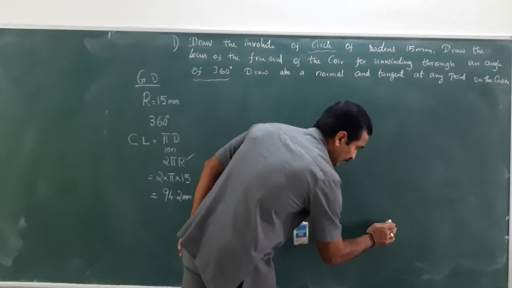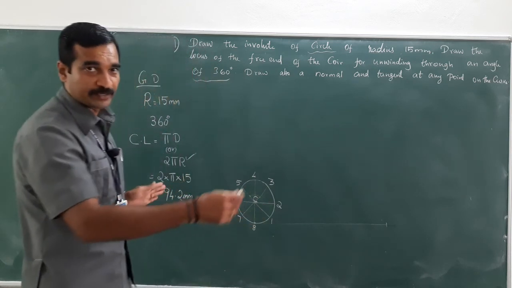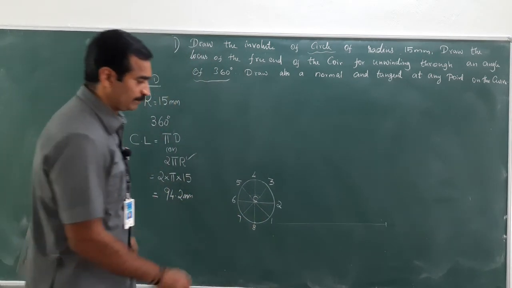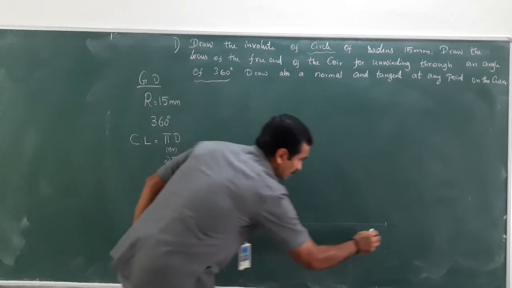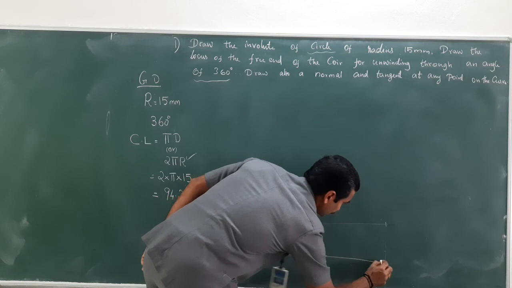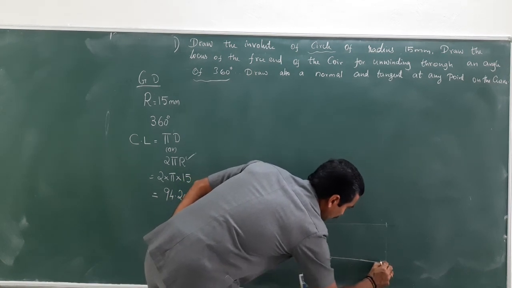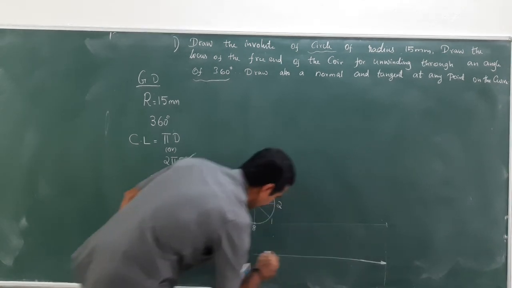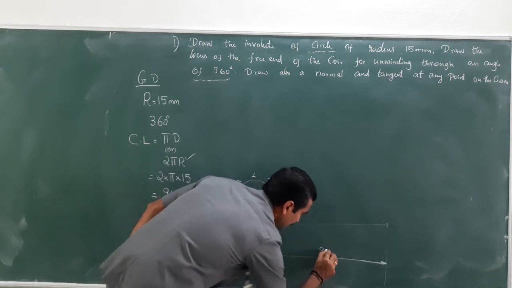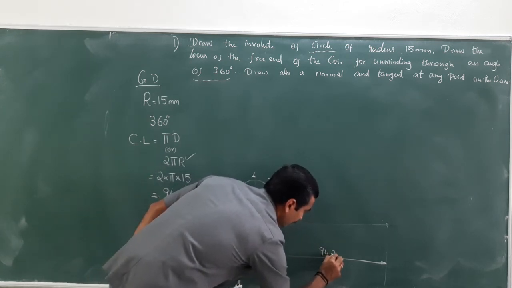This is the length of the coil, which is nothing but the circumference length of the circle. So the length is 94.2 mm. This is the circumference length of the string or coil.